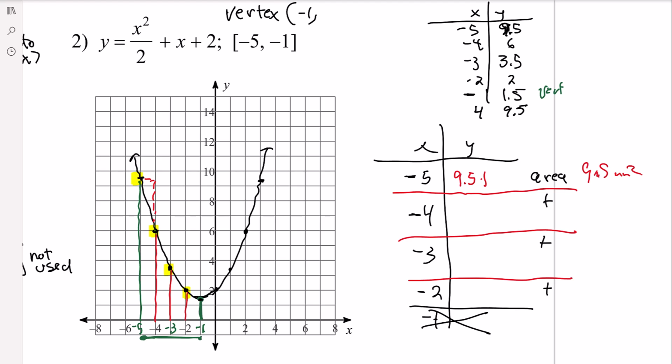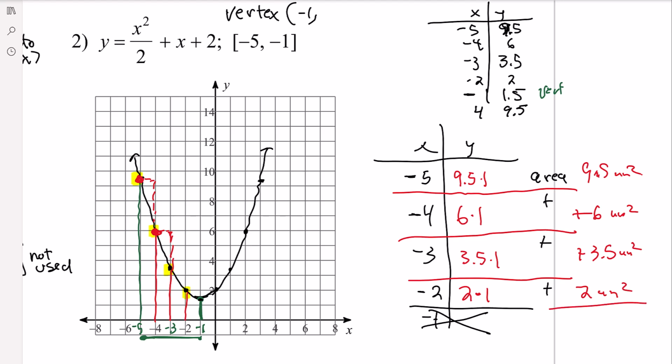And we're going to do the same thing. At -4, we're at a height of 6 times 1 unit for that rectangle. And what we care about is the left height. So yeah, even though that part of that rectangle is not under the curve, this is just the process, but we care about this point. All right, so that's going to be 6 units squared. And at -3, we're at a height of 3.5 times 1 is 3.5 units squared. And then at -2, we're at a height of 2 times 1 is 2 units squared.